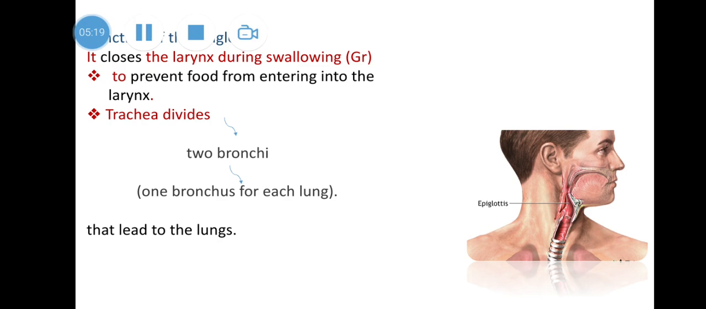So what is the function of the epiglottis? It closes the trachea when there is food during the swallowing process. So it closes the larynx during swallowing, which means closing the trachea also, to prevent food from entering into the larynx. Then the trachea divides into two bronchi, and the two bronchi enter inside the lungs.